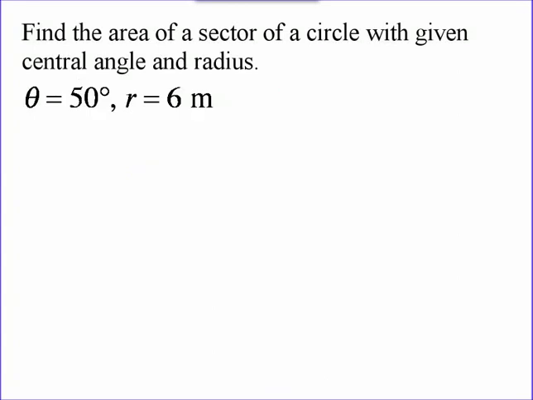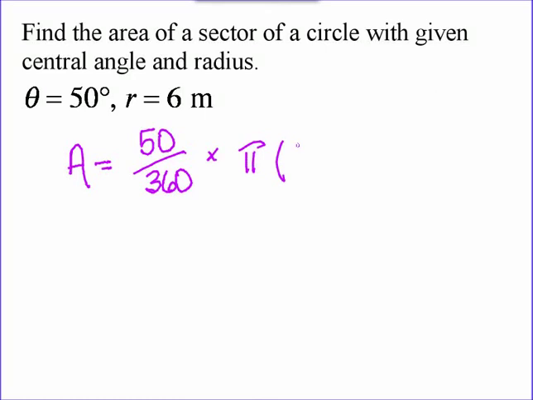Find the area of a sector of a circle with given central angle and radius. So this one's different. How's it different? Theta's in degrees. Good. So now we need to find our fraction. I'm going to write our fraction as 50/360, and I'm going to take that times the area of a circle, so times pi r squared.